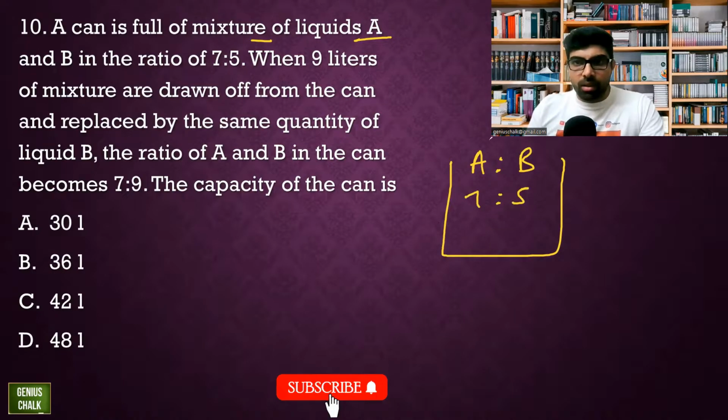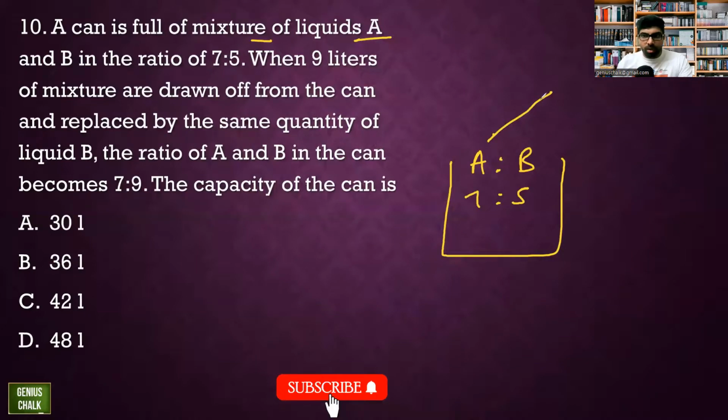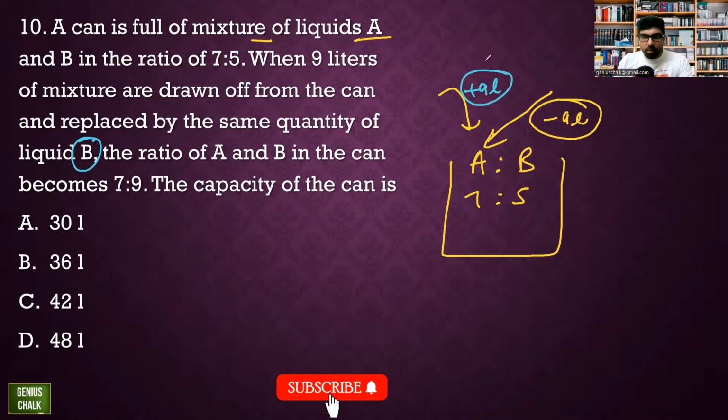Now what happened? What we are doing is we are trying to take some mixture out from this. How much? 9 liters. 9 liters of mixture out from this, and instead what we are doing, we are trying to fill it with the same quantity of B. So 9 liters of B quantity we are filling, right? And afterwards the ratio of the new mixture becomes 7:9. It is asking what is the initial capacity of the can.